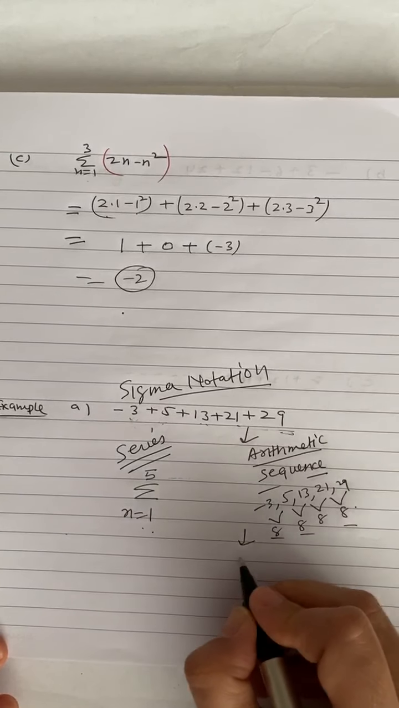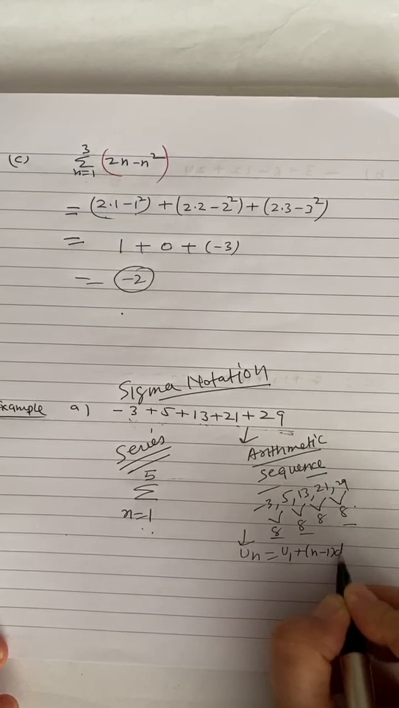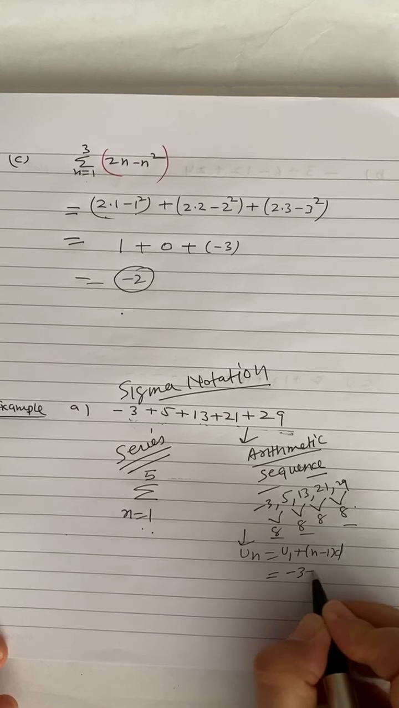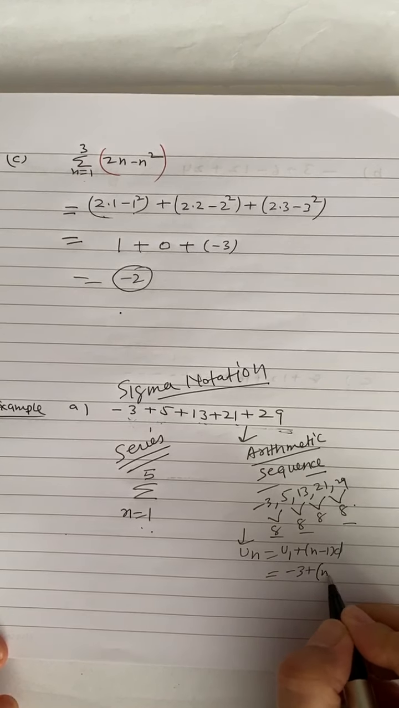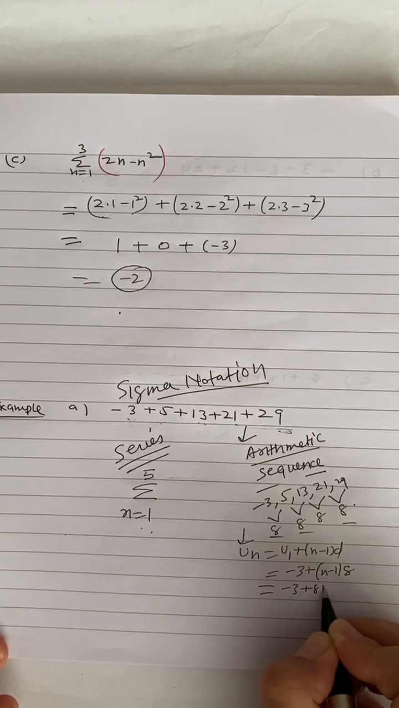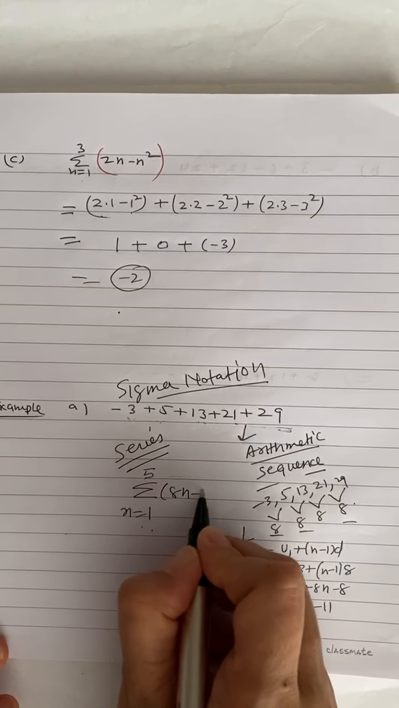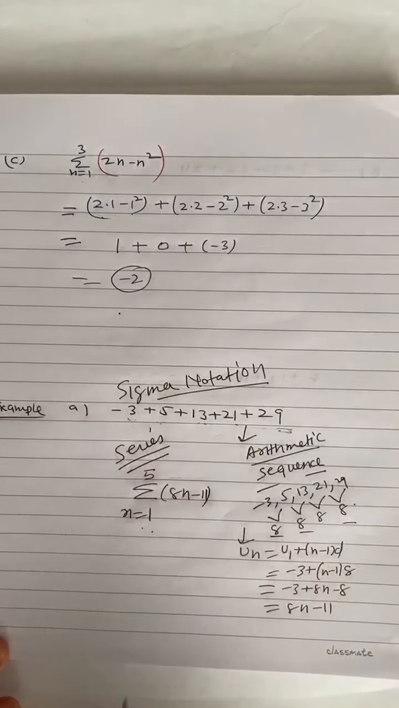So the rule for this one is going to be un is equal to u1 plus (n minus 1) into d, and u1 is -3, and you have n minus 1, you will have n here, and 8. So negative 3 plus 8n minus 8. So that gives you 8n minus 11. So 8n minus 11. And now we can substitute to check.